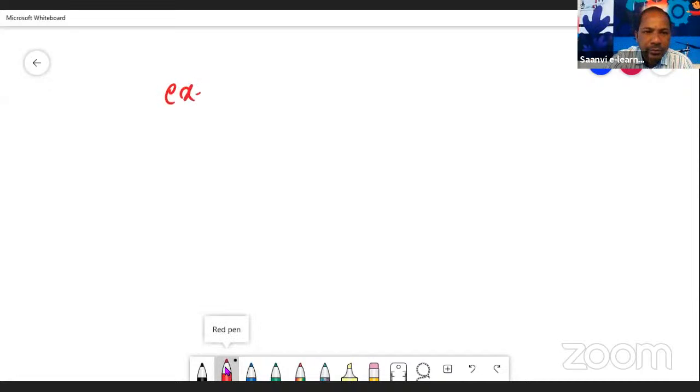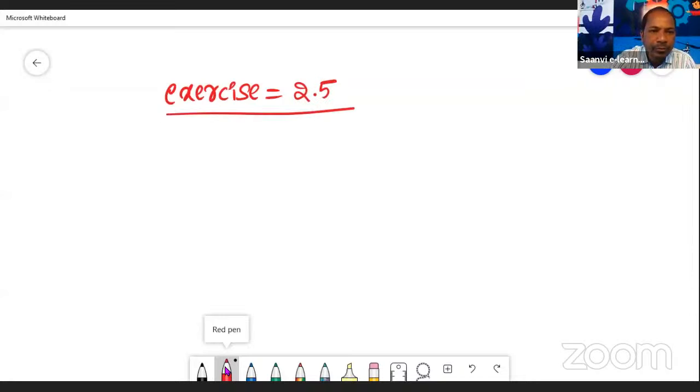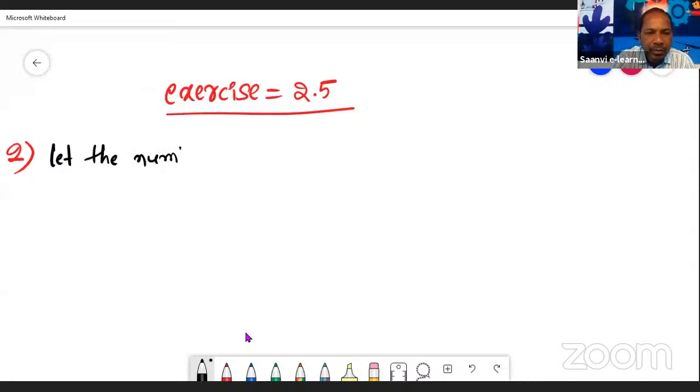Exercise 2.5, second bit problem. So he is asking about the number, but that number we don't know. So first of all, take that number. Let the number be x. Why? Because we don't know that number, right? So that number we are taking as x.